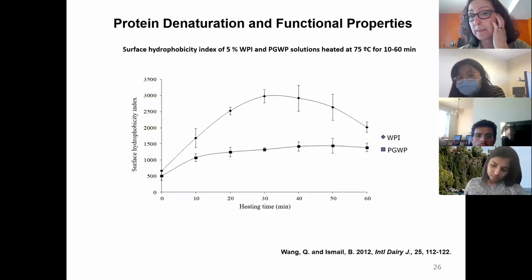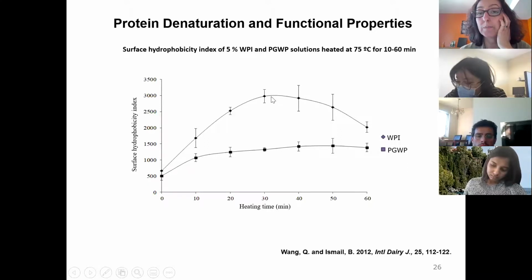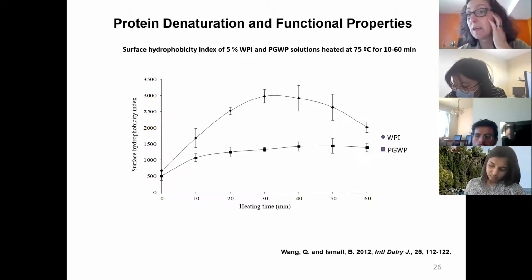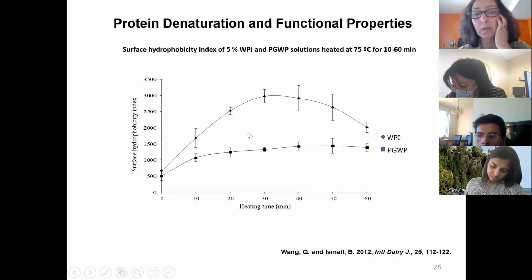Is it because of aggregation between the proteins? Thank you, Nigel. Yes, it is because protein starts to form hydrophobic interactions, because now with heat, hydrophobic interactions are induced, and disulfide linkages also are induced. So then we get aggregation, then we see a decline in surface hydrophobicity due to aggregation formation.